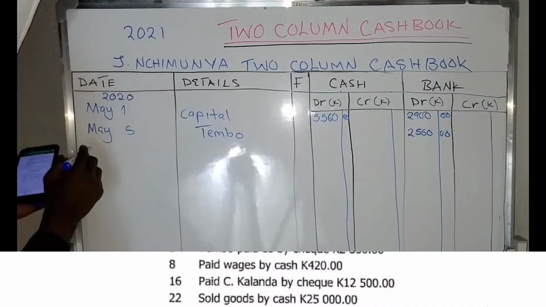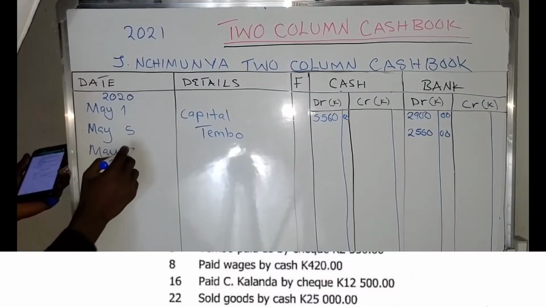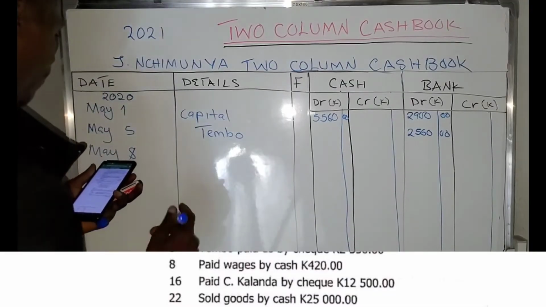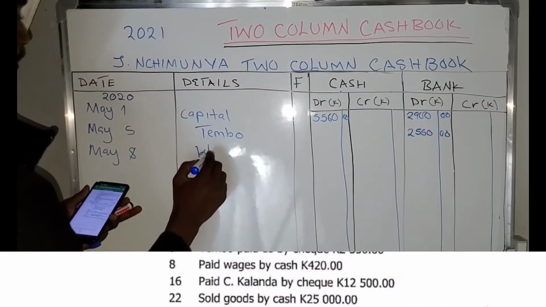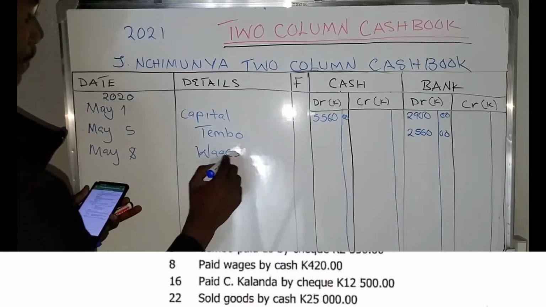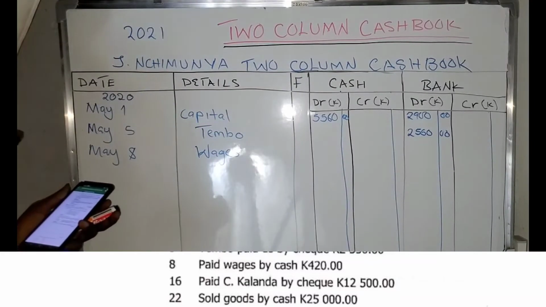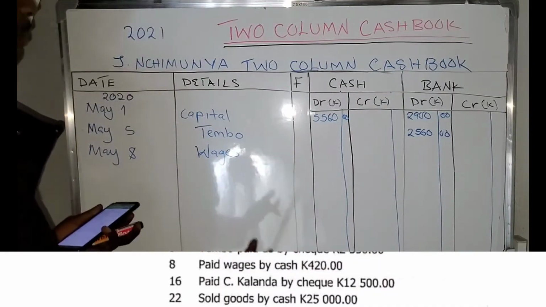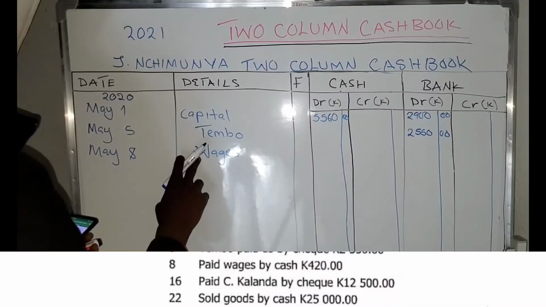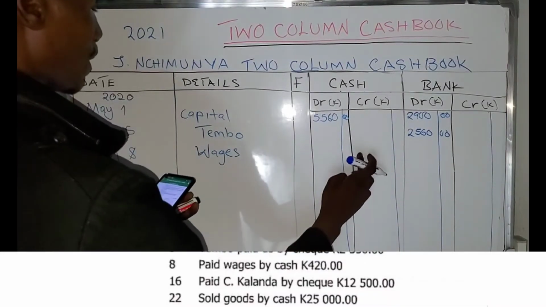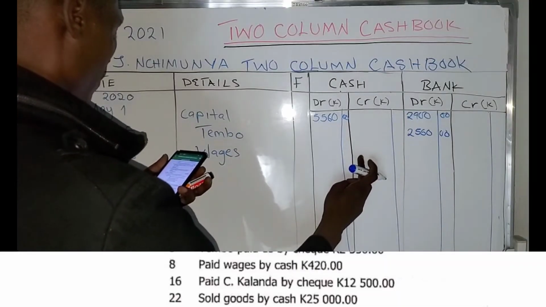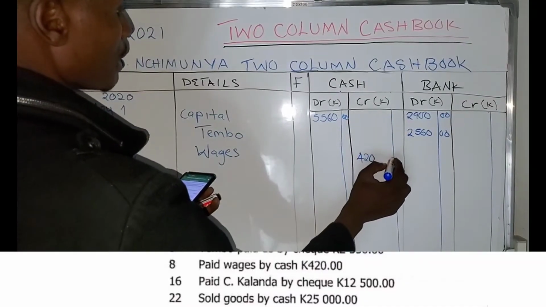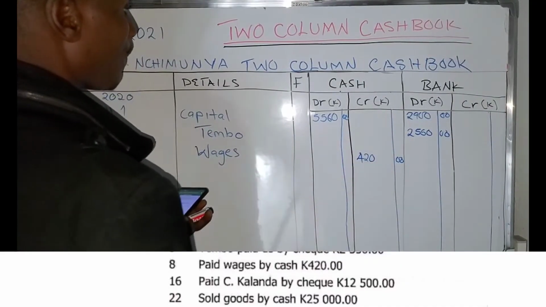Then on May 8, paid wages by cash. It's us who paid wages. So here we're going to write wages in the details. Wages. We paid by cash. So when you are paying someone, we lose money. So money is going out of the business. So we're going to credit cash, since we paid by cash. How much? 420. So 420, 00 ngwe. Okay.